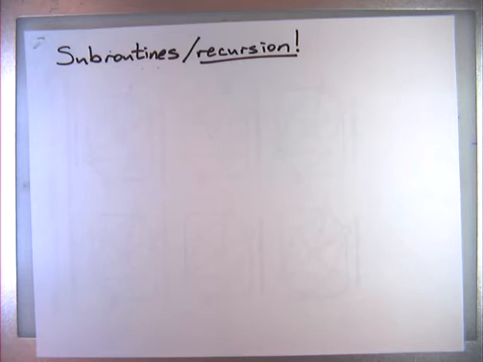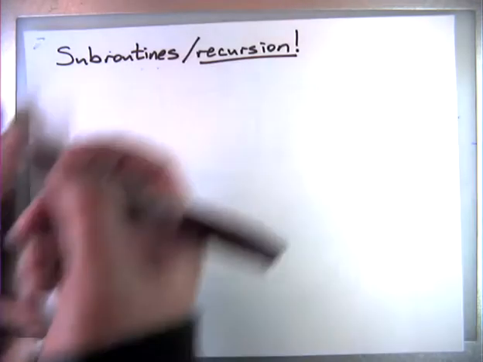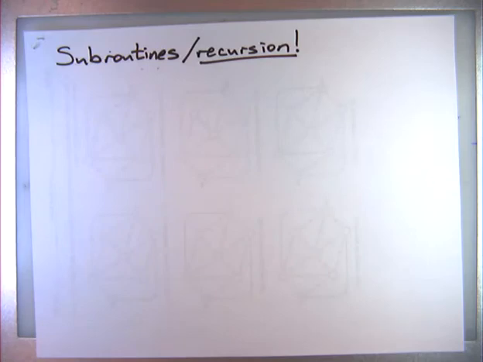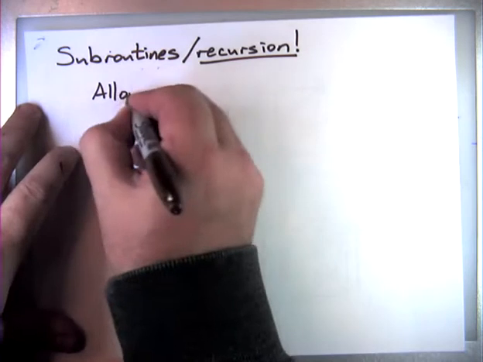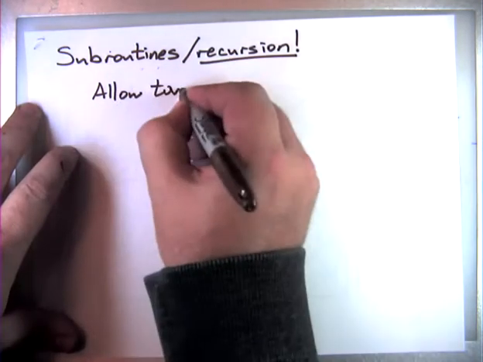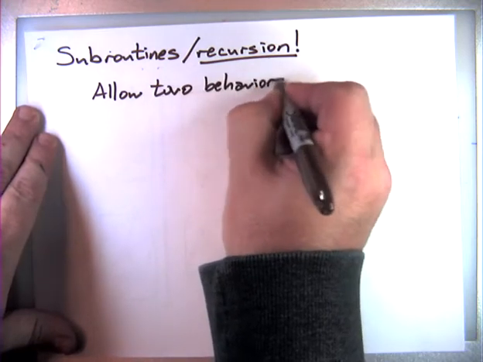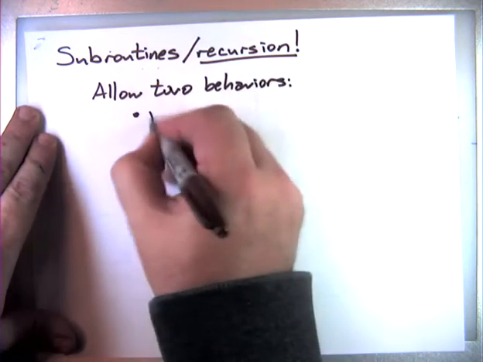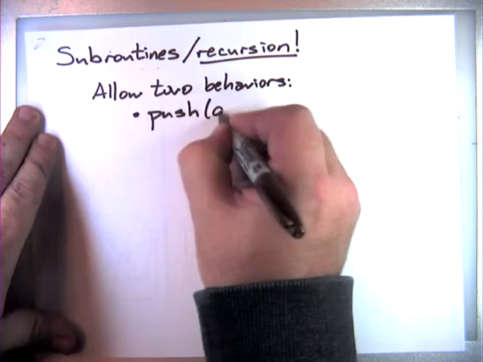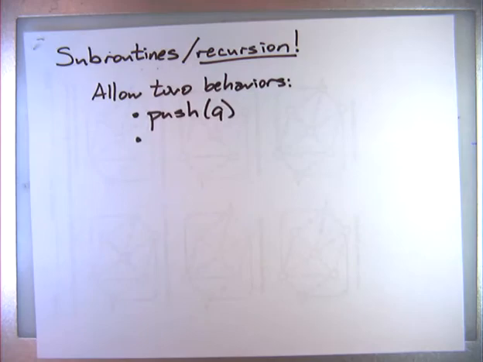So that means that in addition to being able to write onto the tape and move the tape head back and forth, optionally I want to allow 2 additional behaviors. One is push a state onto some stack somewhere. This is modeling calling a function.